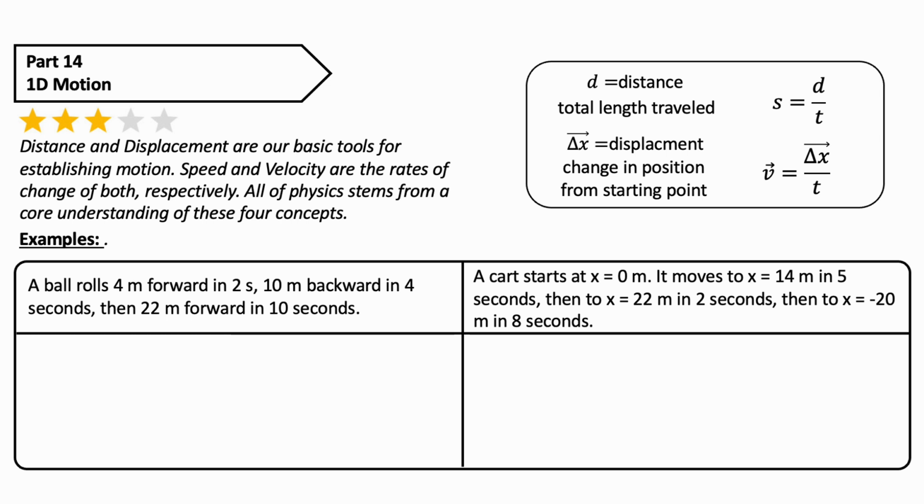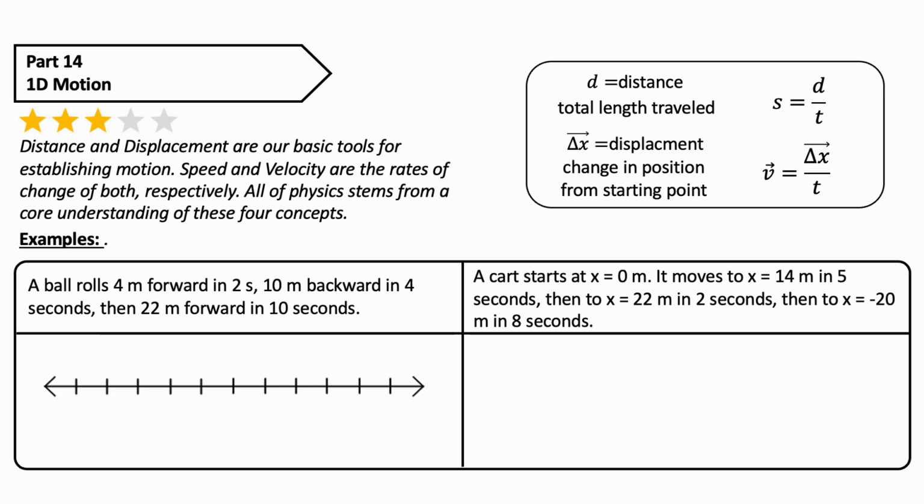So let's just see this in an example. In the first example here, a ball rolls 4 meters forwards in 2 seconds, 10 meters backwards in 4 seconds, then 22 meters forwards in 10 seconds. Great tip for now and the rest of physics is, can we visualize this problem?